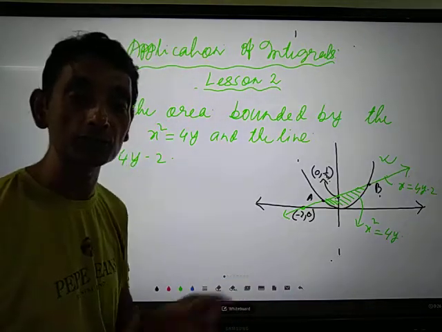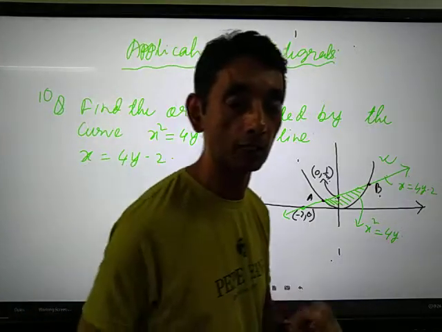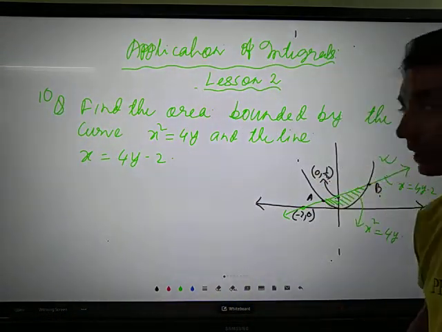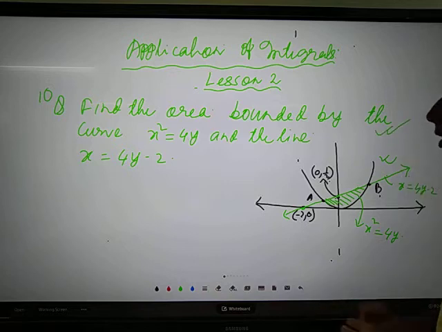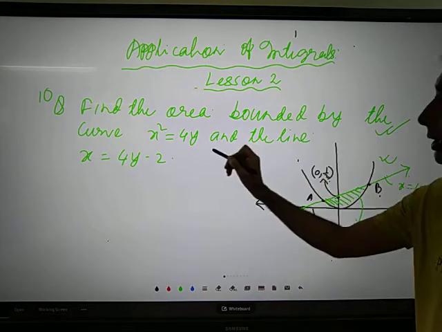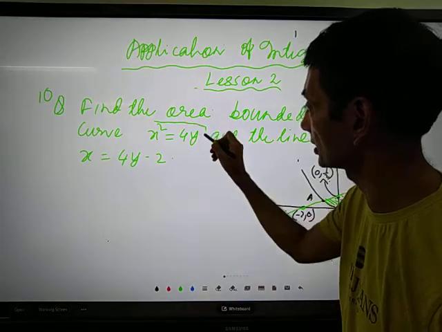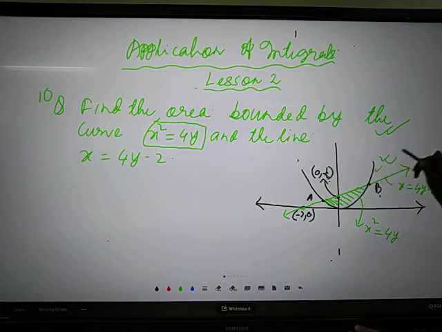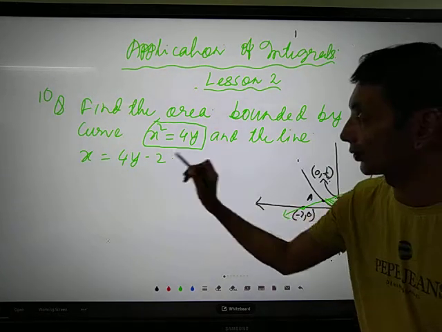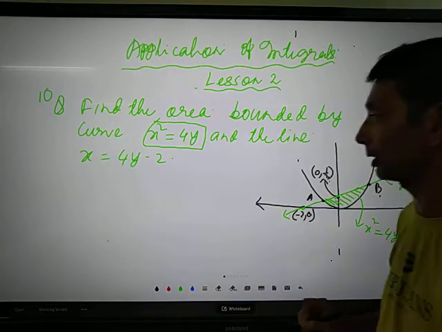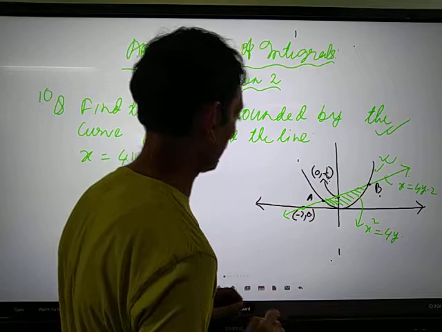In the last video we solved up to question number 9 from exercise 1 of application of integral, and this is question number 10, and this is also a very important question. Find the area bounded by the curve x square is equal to 4y, which is an open up parabola, and the line x is equal to 4y minus 2. I have just drawn the graph of the parabola and the line x is equal to 4y minus 2.